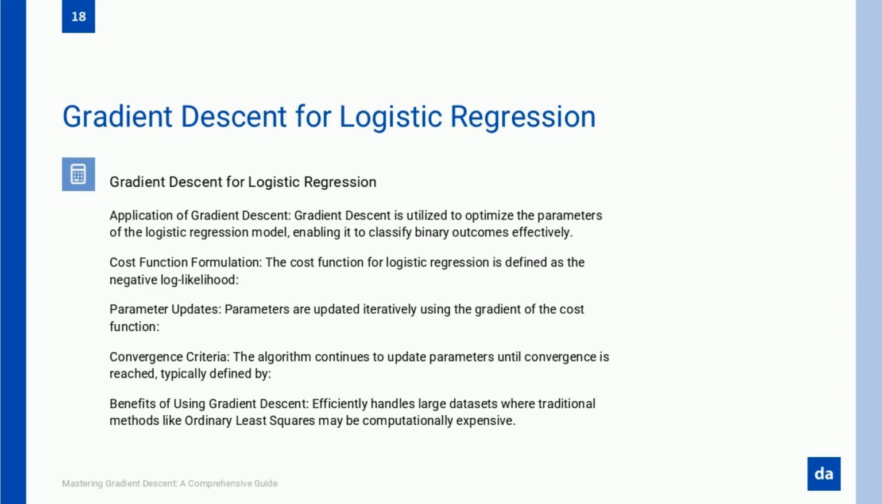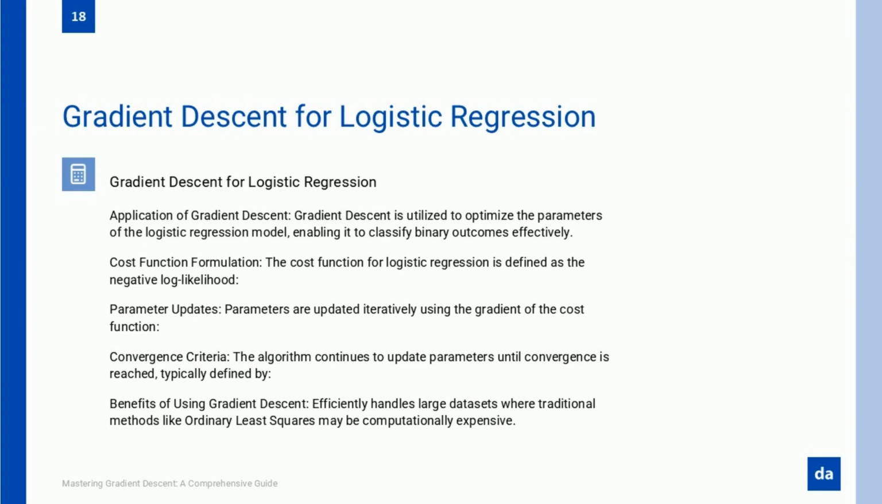Unlike normal equation methods, which compute the exact solution, gradient descent allows us to optimize logistic regression efficiently even when we have thousands or millions of features. This makes it a powerful choice for real-world applications, including fraud detection, medical diagnosis, and customer churn prediction.